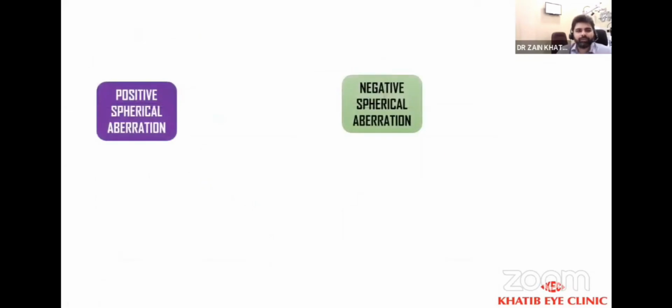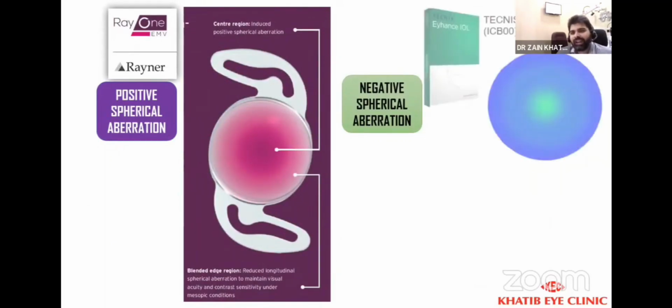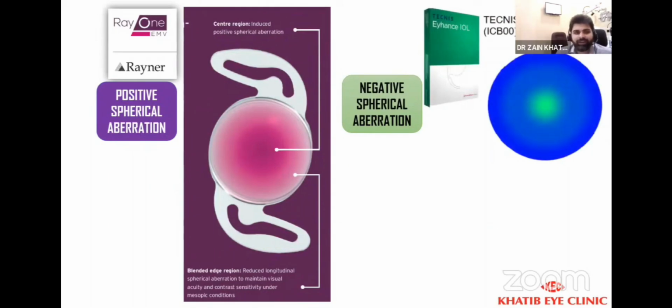So for lenses which use positive spherical aberration, we have the Ray 1 EMV lens, which in the central 2 mm zone induces positive spherical aberration. And for negative spherical aberration, we have the Technis Eye-Hans lens. These are two prototype lenses which are using positive and negative spherical aberration.